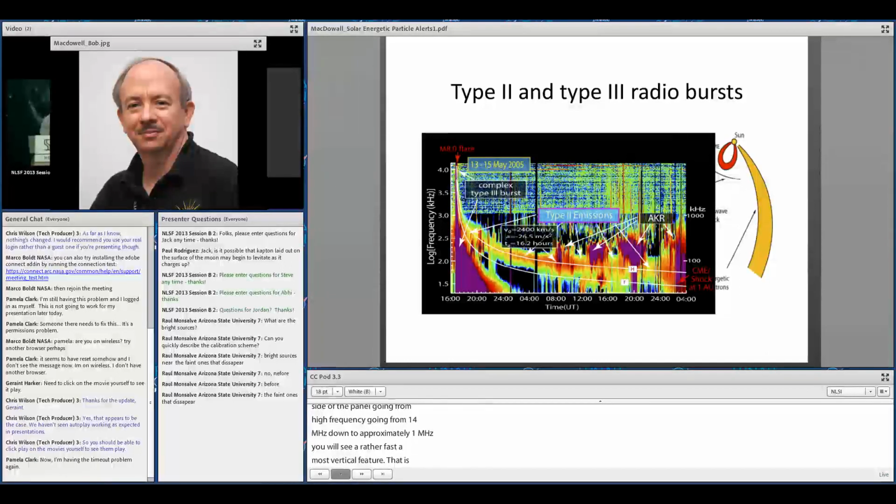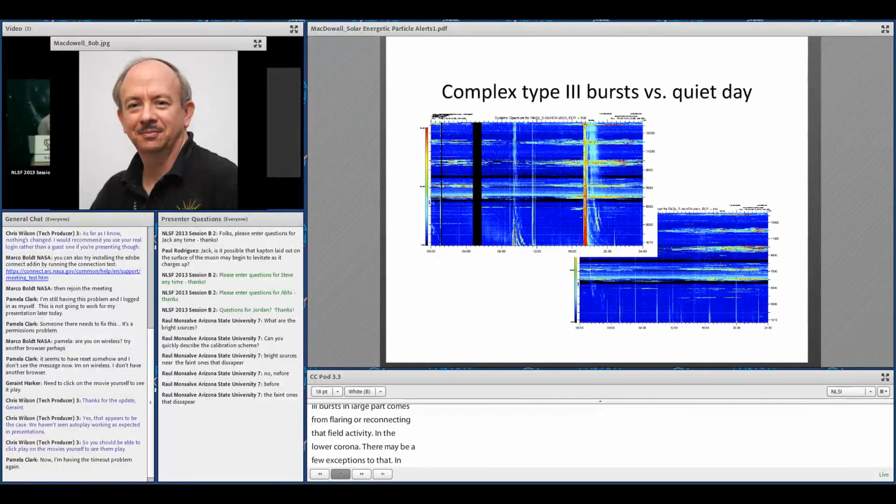So for the rest of the talk, we're just going to talk about type 3 bursts, which in large part come from flaring or reconnecting magnetic field activity in the lower corona. There may be a few exceptions to that, but in general, that's the source. So I'm showing you here more WIND WAVES data, but I'm only showing you the highest frequency receiver, called RAD2, for those who are interested.